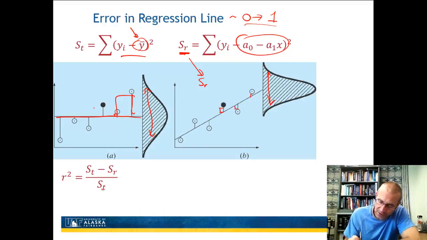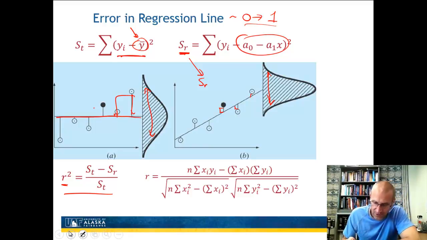So really what I'm going to do is define this parameter called r squared, which is the value of S_t, subtract S_R, and then normalize it by S_t. So I'm going to have something on the order of 1, something between 0 and 1. And so now I just plug in this equation for S_t, this one for S_R, and calculate what the R value is going to be.